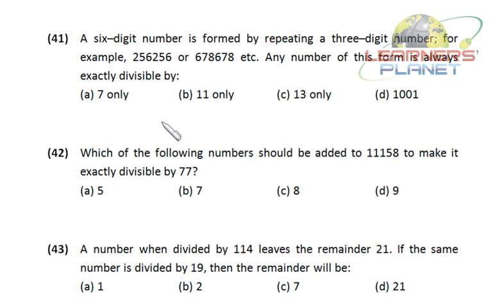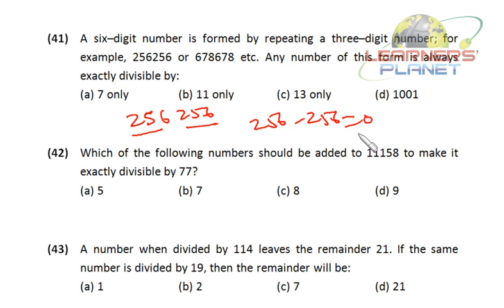We have to make a grouping of three digits. So it is 256, 256. Suppose I make a group of 3 digits, and another group of 3 digits. And if the mutual difference is 0, that is 256 minus 256, it is 0, then the number will be divisible by 7, 11, 13, all of them as well. And the product of 7 and 11 and 13 is 1001.